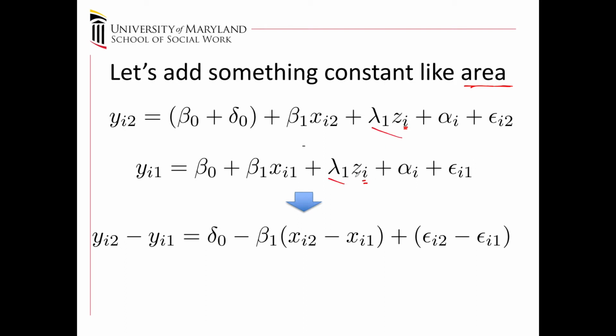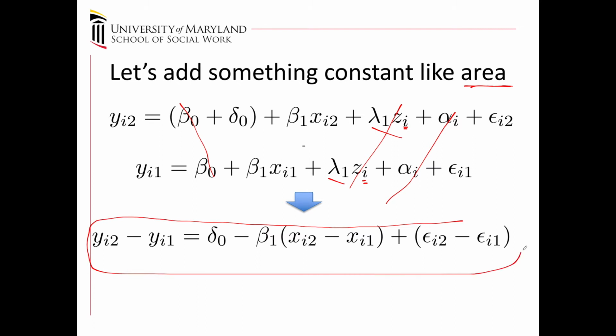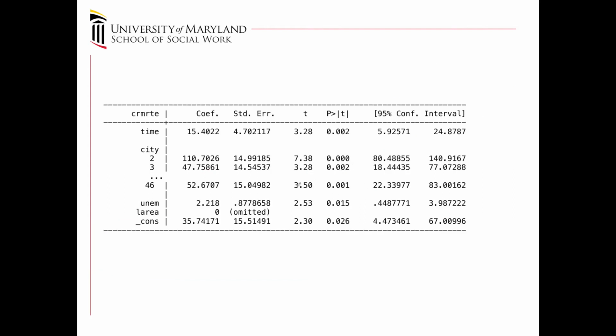And so any coefficient that we have here is going to cancel out when we subtract, just like the alphas go away and this beta naught goes away. So even if we put a variable for area into our model, we're still left with the same equation. We can't estimate the effect of something that doesn't change over time, or whose effect doesn't change over time. That second part is going to become important later. And you can see that by just putting it in here.